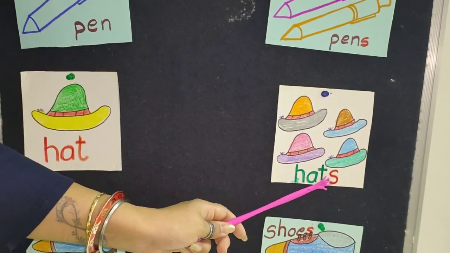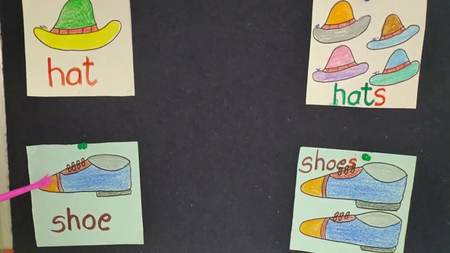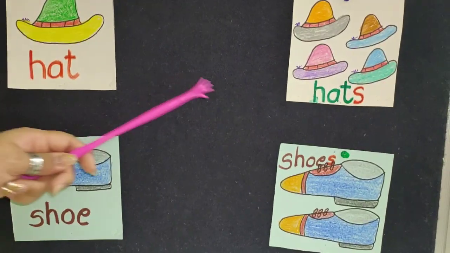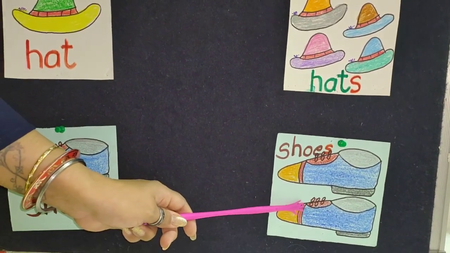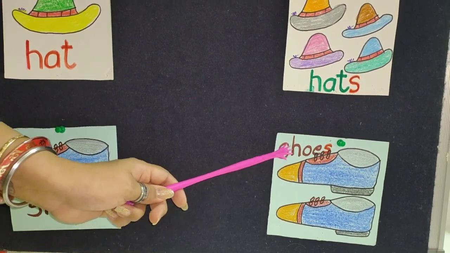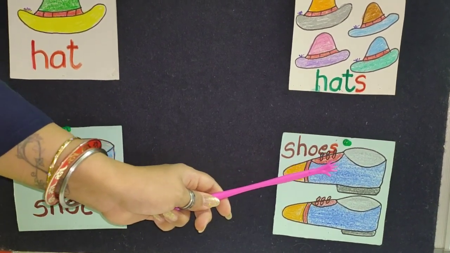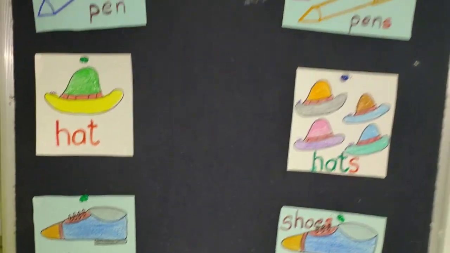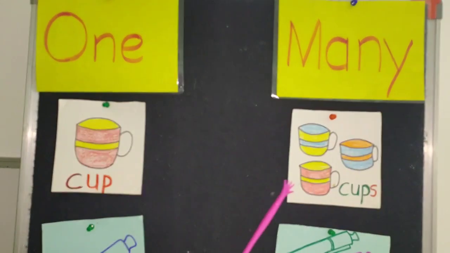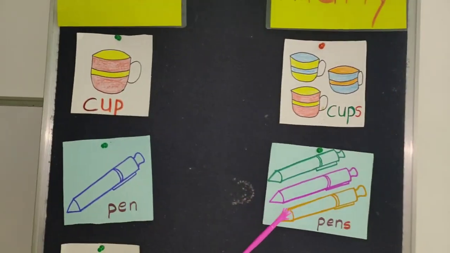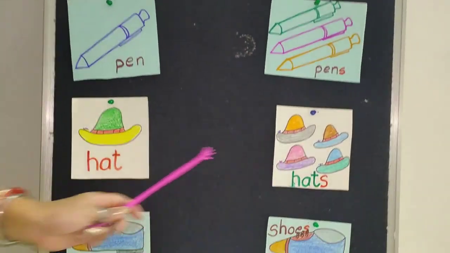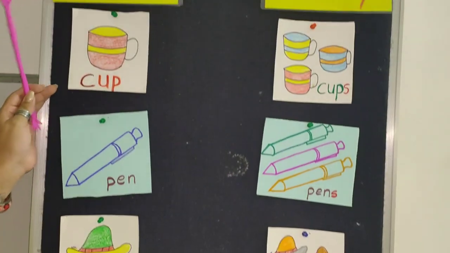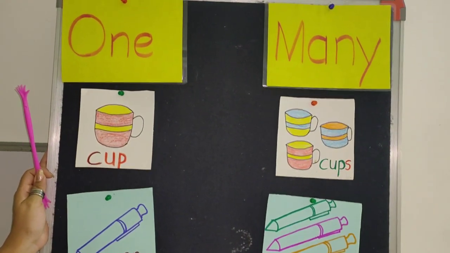H-A-T-S, hats. Next picture is one shoe. S-H-O-E, shoe. Here we have 1, 2. So it becomes shoes. S-H-O-E-S. We add an S when it's more than one object. So let's read it once more, children. Cup, cups. Pen, pens. Hat, hats. Shoe, shoes. I hope you understood, children, the concept of one and many.